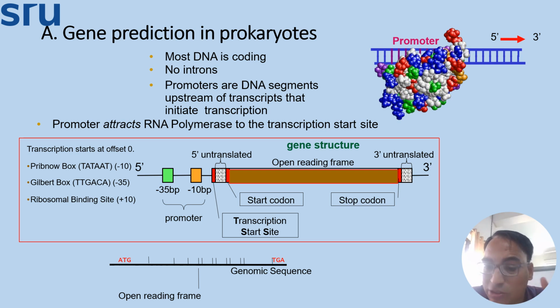Another peculiar specific feature is the untranslated region, the conserved gene segment which is not coming up in the mRNA or the protein. And then the gene starts. The start is the start codon and the end is the stop codon. So this is the ORF, the open reading frame.